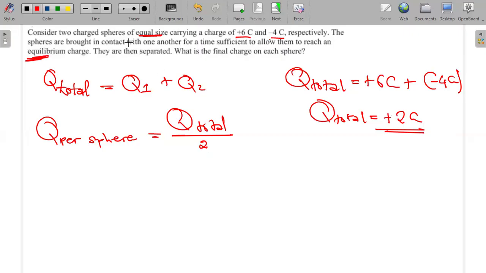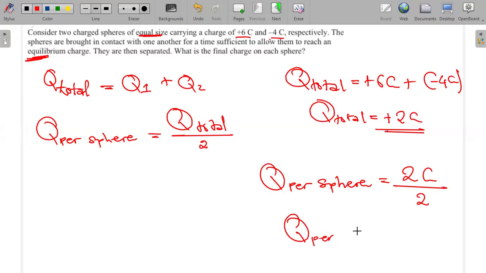Since they've told us the spheres are of equal size, we apply this principle: the charge per sphere will be equal to the total charge, 2 coulombs, divided by the number of spheres, which is 2. That means the charge per sphere will be equal to positive 1 coulomb. So each of the spheres is going to carry positive 1 coulomb.